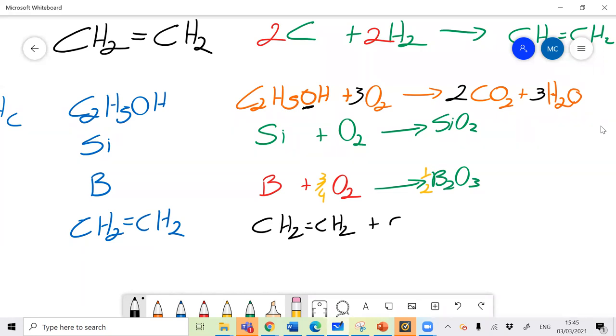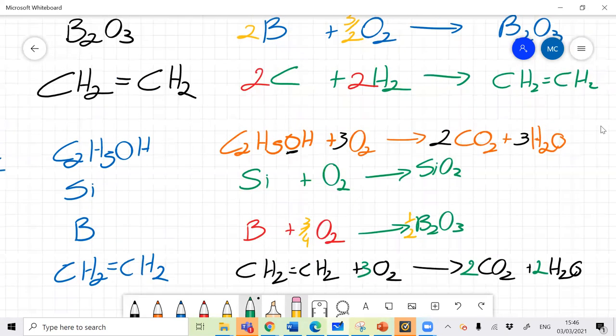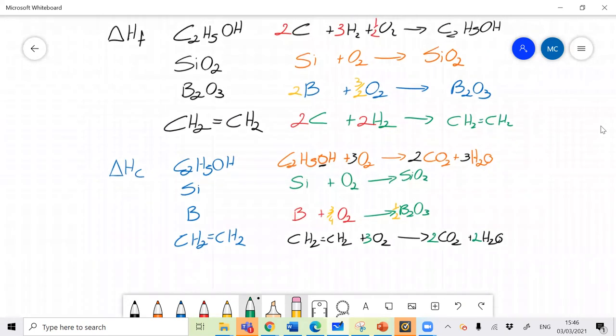And burning 1 mole of CH2=CH2: CH2=CH2 plus oxygen will give carbon dioxide plus H2O, where you will produce 2 moles of CO2, 2 moles of H2O, and you will require 2 moles of oxygen. Please know that any organic compound containing carbon and hydrogen will always, always give carbon dioxide and water.